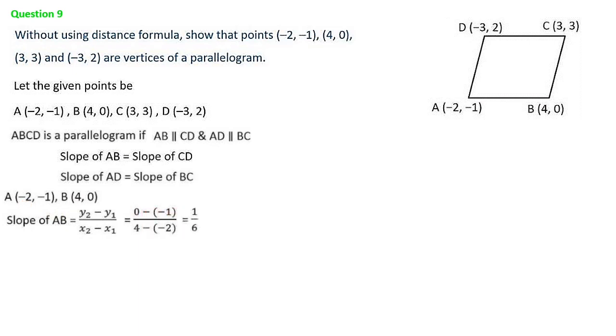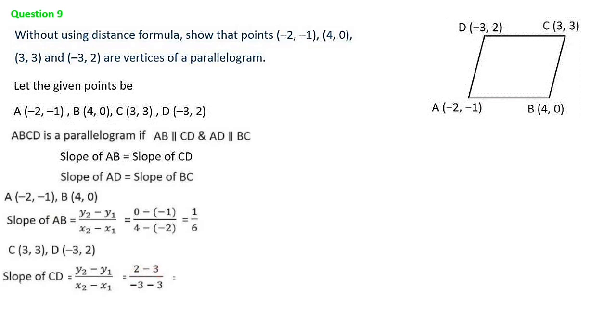0 minus minus 1 is 1. 4 minus minus 2 is 4 plus 2, that is 6. So we have got 1 by 6. Now the slope of CD we are going to calculate. For that, the slope of CD formula is y2 minus y1 divided by x2 minus x1. y2 is 2, y1 is 3. So 2 minus 3 divided by minus 3 minus 1.